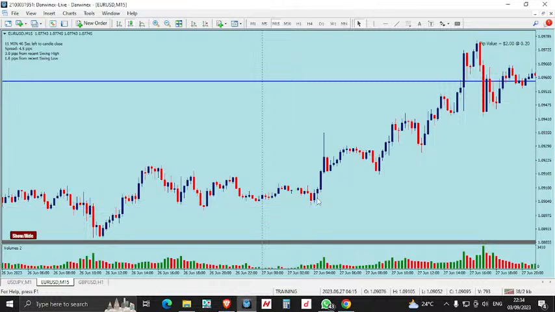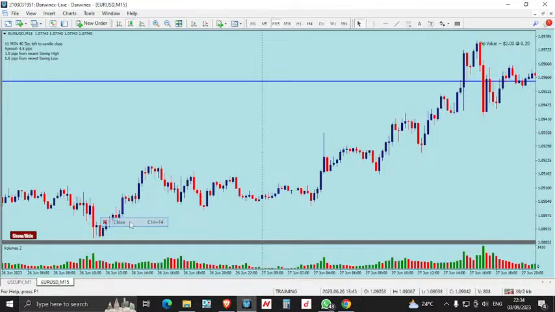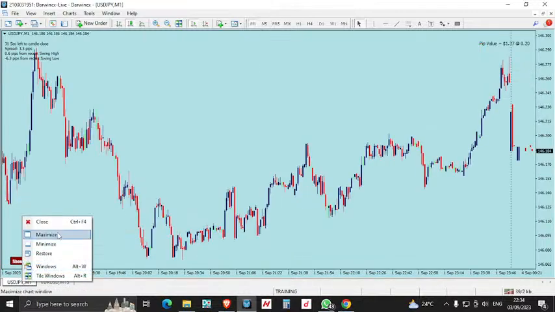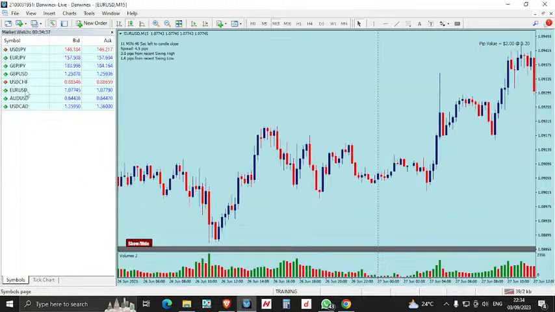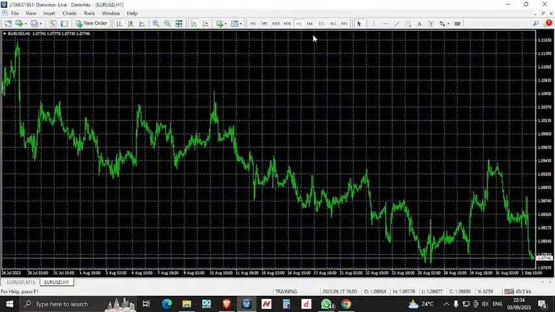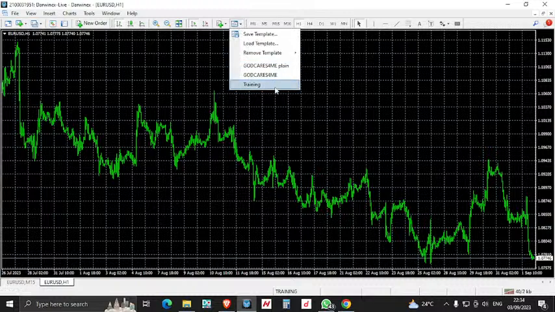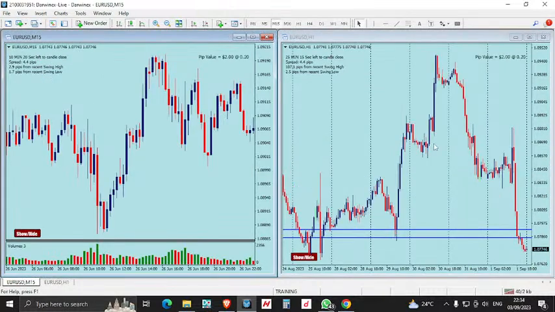We are going to have 2 windows open on the same currency pair. I'm going to remove this. I want to remove this. Then I want to add another EUR/USD. Okay. Then I can go to my windows overlapping tiles. I have them here now.